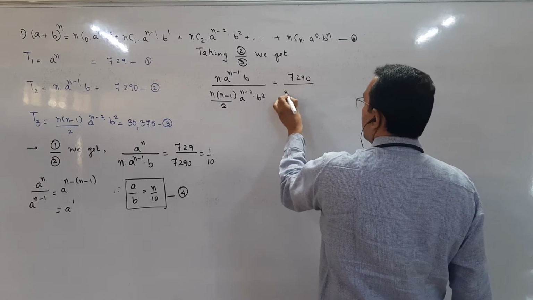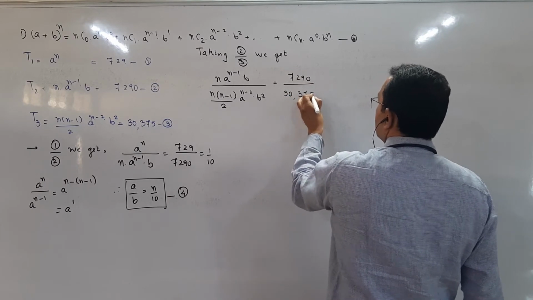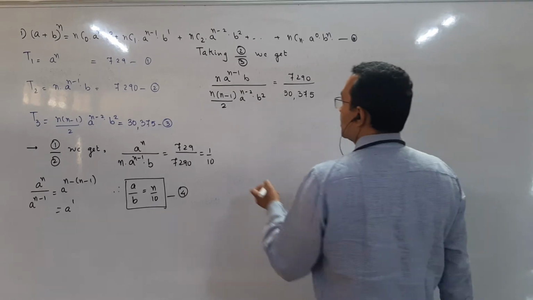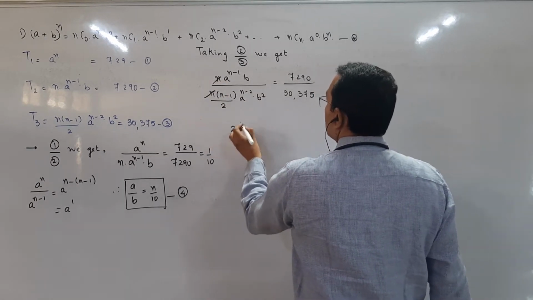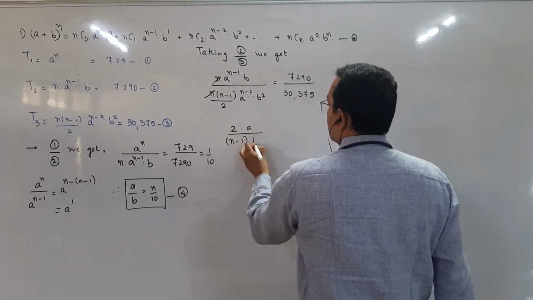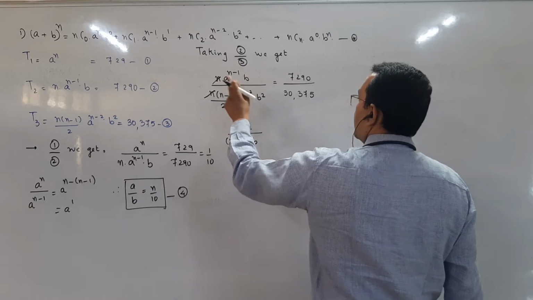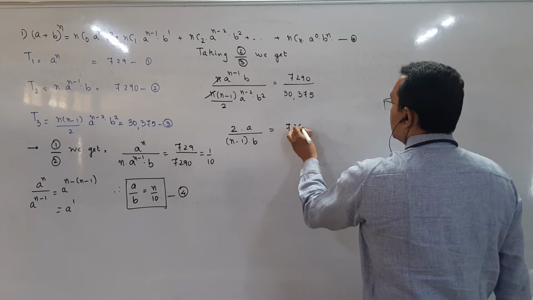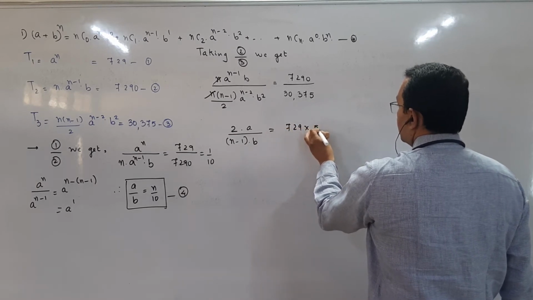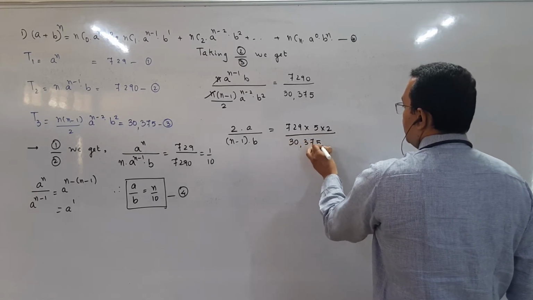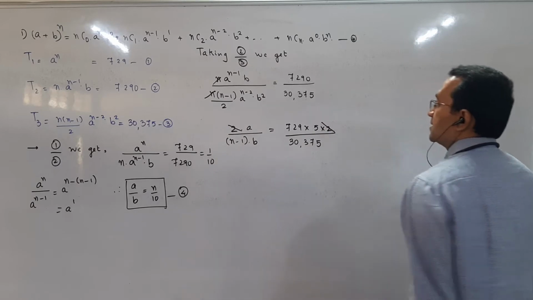7290 divided by 30,375. So this is a bit odd calculation, but we don't worry, n gets cancelled too. This will be a upon n minus 1 into b. Shift this power, n gets cancelled. Now 7290 is written, and 10 is written as 5 into 2 upon 30,375. So this 2 and 2 I cancel.